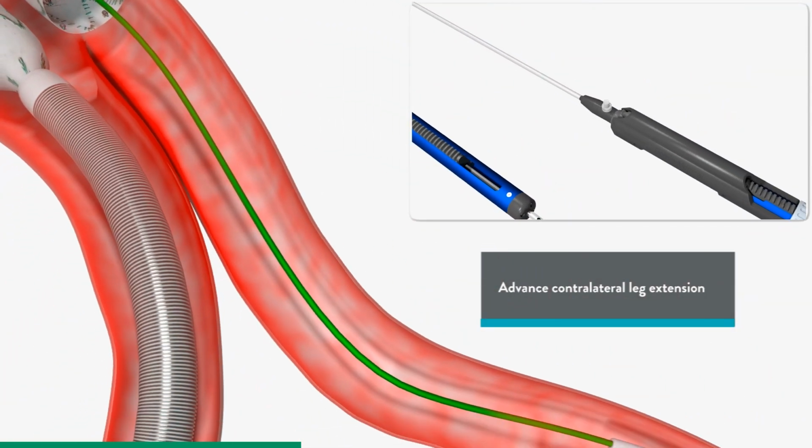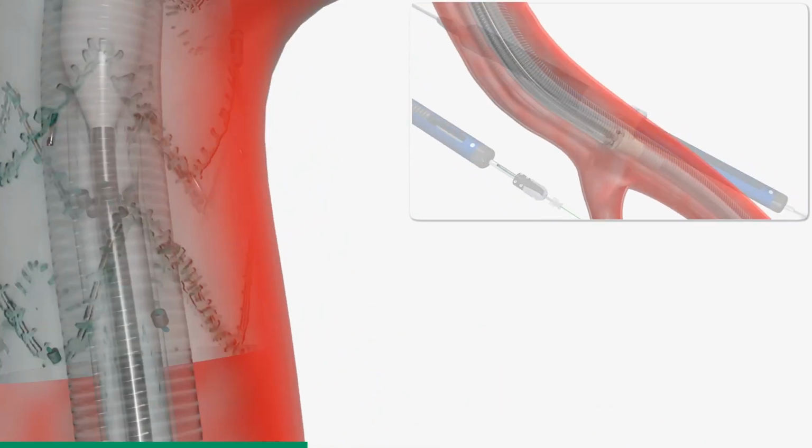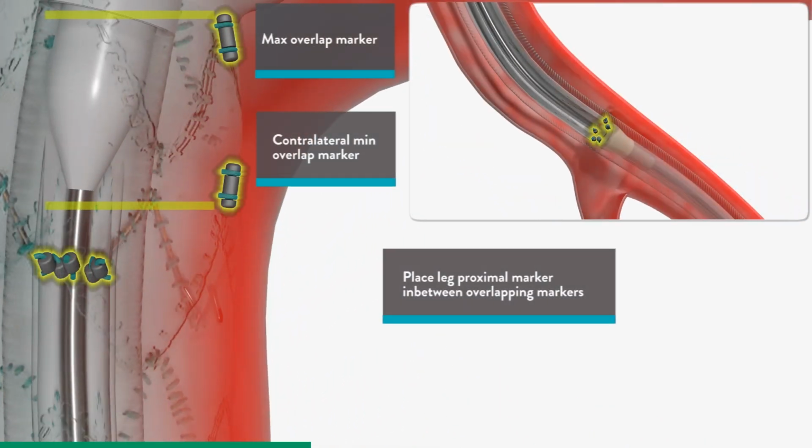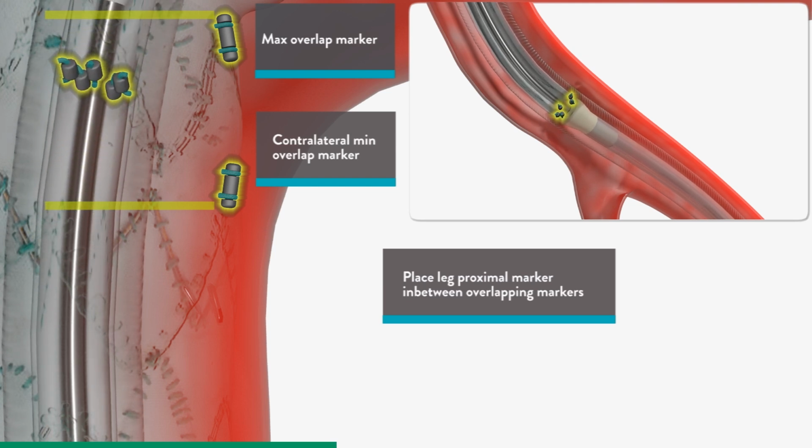Continue advancing the tip into the contralateral gate. Continue to advance the leg device, noting the markers on the proximal end. The contralateral side of the main device leg has two markers that indicate the maximum and minimum overlap regions. The proximal end of the leg extension must be advanced so that it is between these two markers, while ensuring that the leg's distal markers are positioned at the desired location.